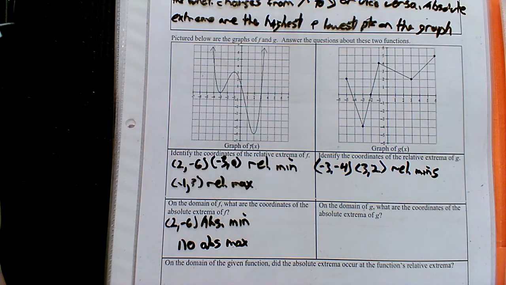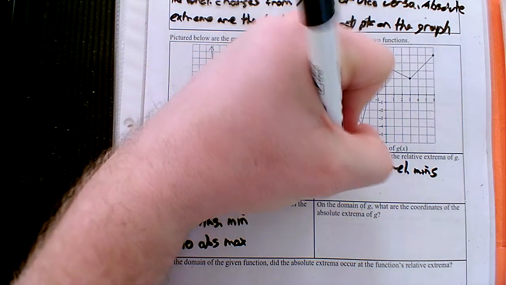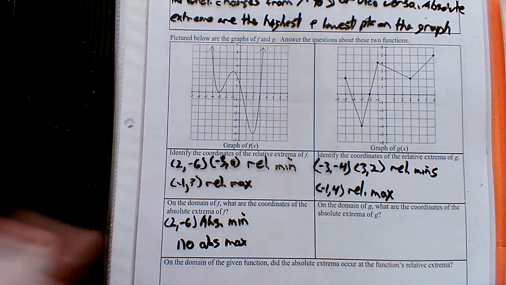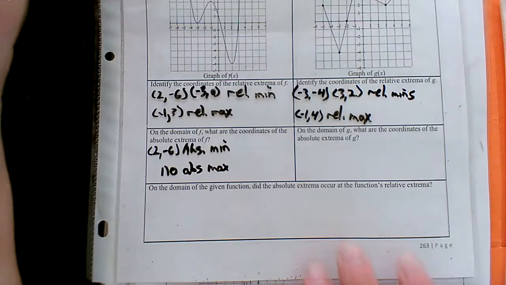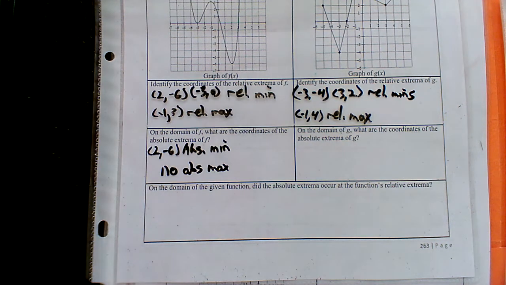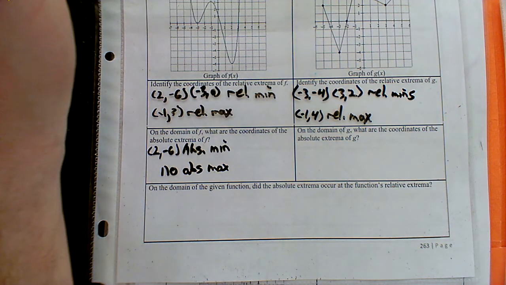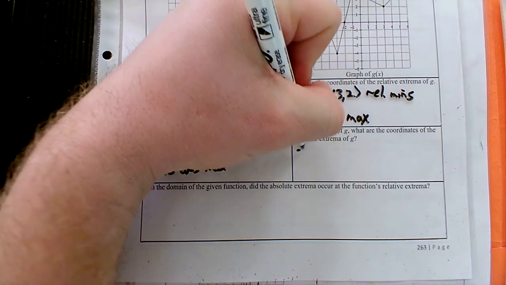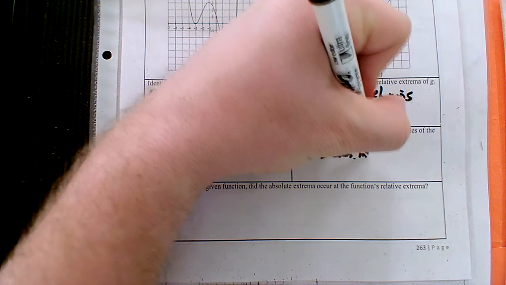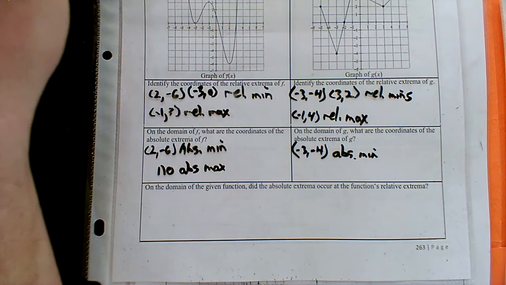Very good. Any relative maxes? -1, 4. Relative max. Very good. On the domain of g, so what they have pictured above, what are the coordinates of the absolute extrema of g? So an absolute min or an absolute max? Do we have one? Do we have both? What are they? Go ahead. -3, -4 is a what? Absolute min. Okay. What about an absolute max?